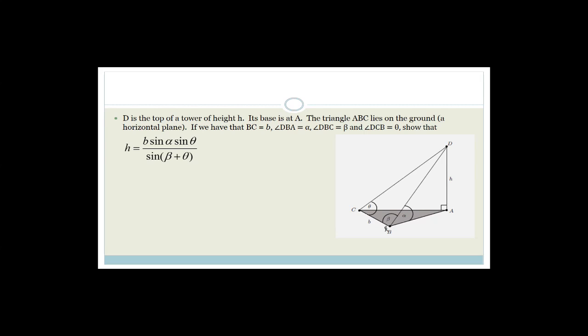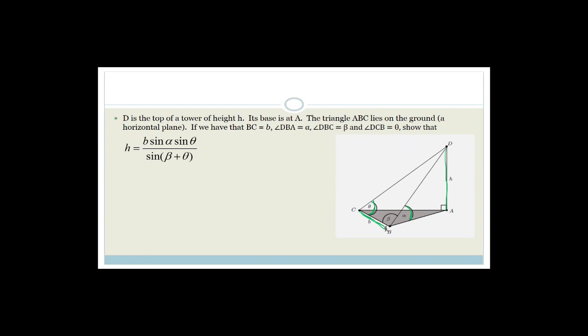DBC is beta, okay? DCB is theta. It says show that H equals b sine alpha sine theta over sine of beta plus theta. Wait, so let's just go through this and see where we want to be. It's b sine alpha sine theta, sine of beta plus theta, we worry about that, and angle H, length H. So do you agree?